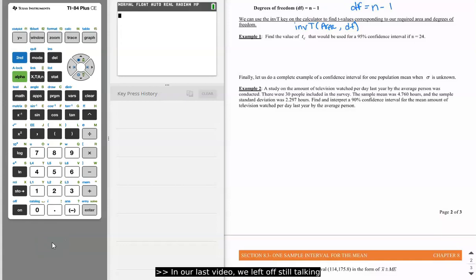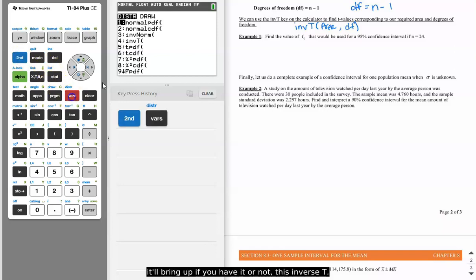So in our last video, we left off talking about whether you have the inverse t function on your calculator or not. Again, just to double check, if you press second bars, it'll bring up this inverse t if you have it. We will use that in our next example.